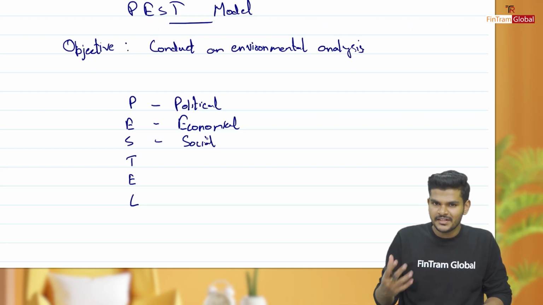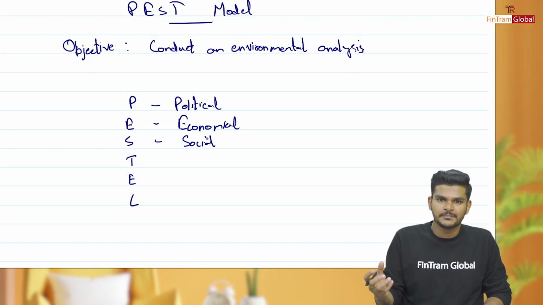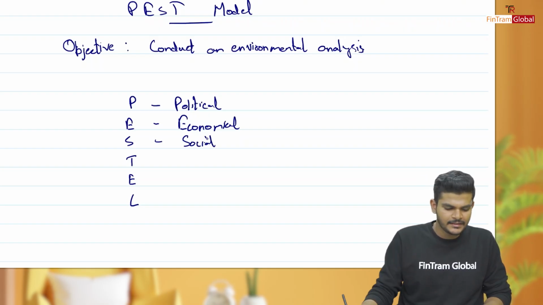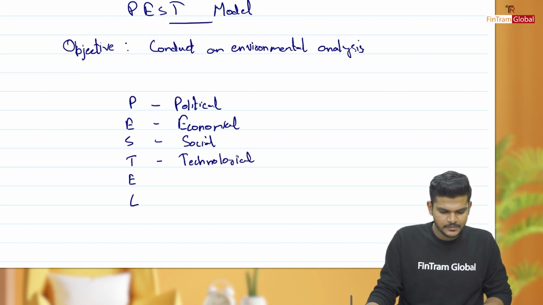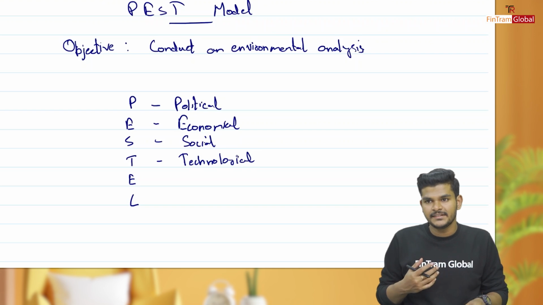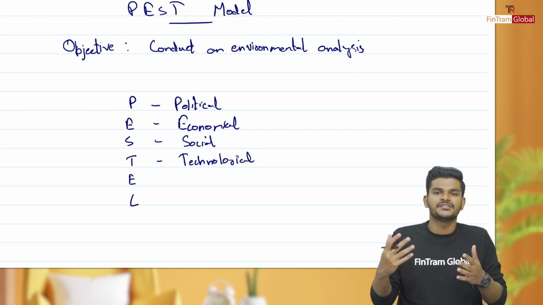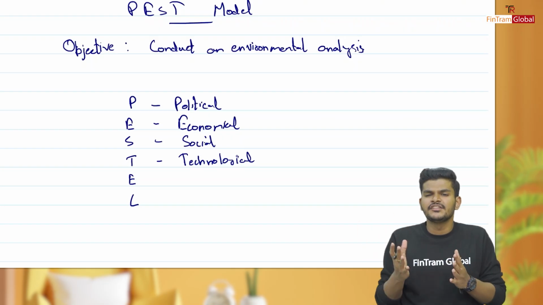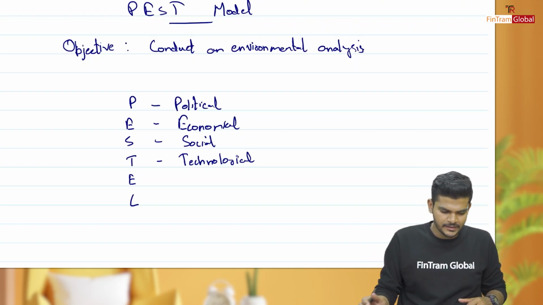How is the community, the people, or other stakeholders of that particular business impacting the overall organization, right? That's basically what social is all about. T is for technology, or technological, right? So when it comes to the technological aspects, be it for the manufacturing process, innovation in the product, or any other disruptive technologies, how is it impacting the business? This is what we are looking at over here.